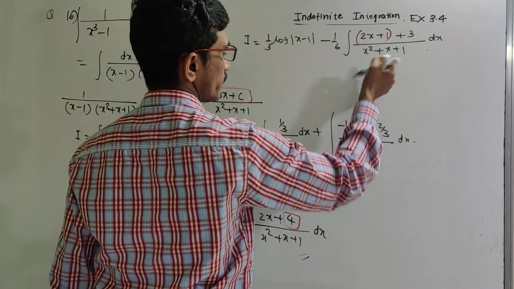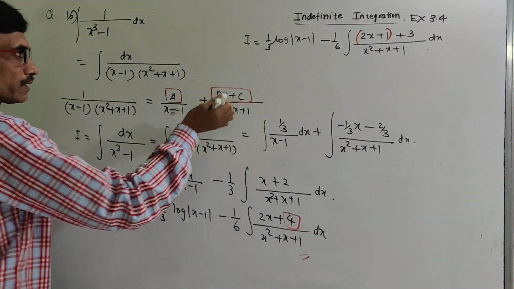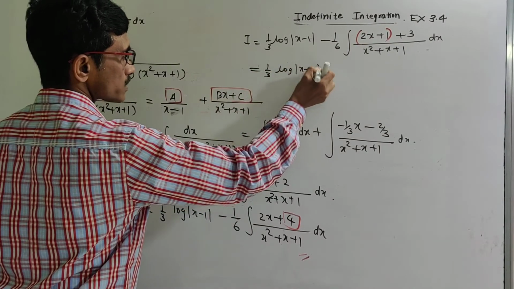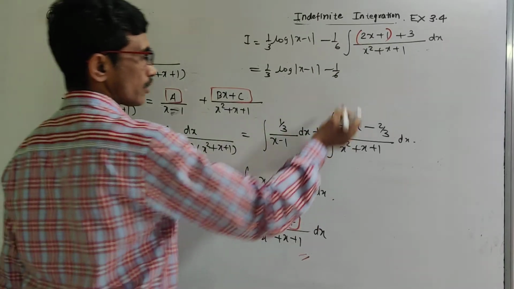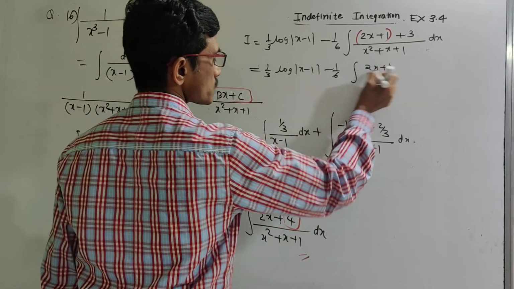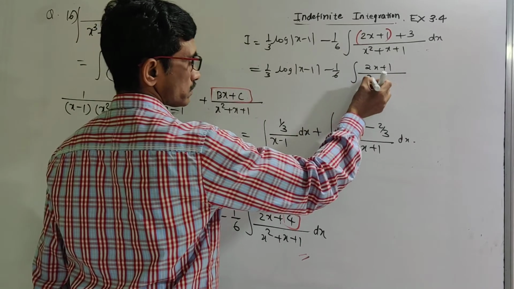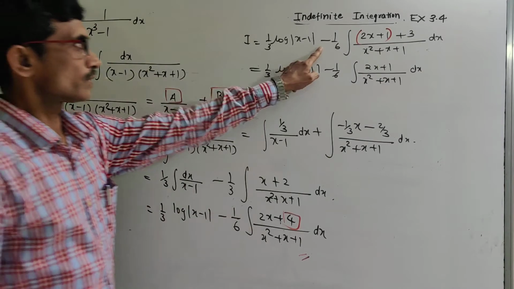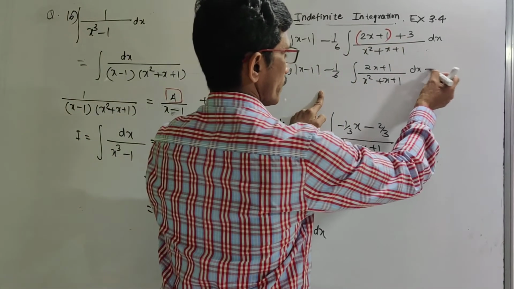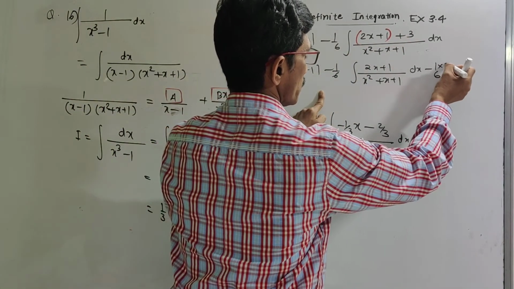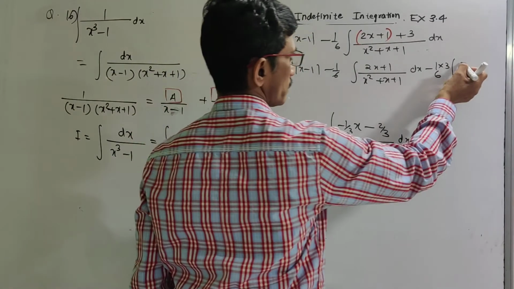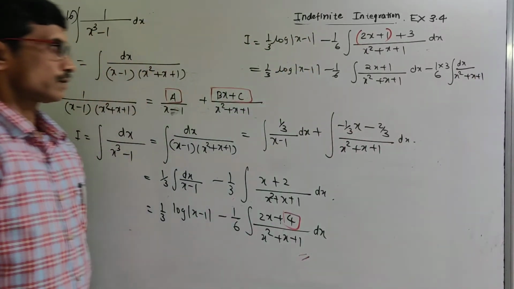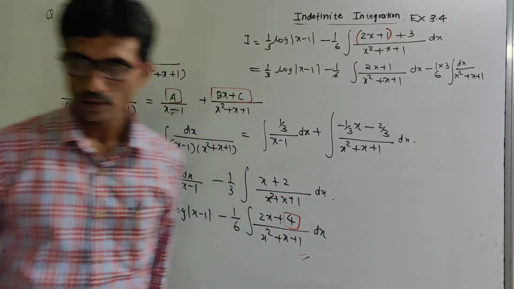Up to here it is the derivative of this. So again we separate the integral. 1/3 log of x minus 1 minus 1/6 integral of 2x plus 1 upon x square plus x plus 1 dx, minus 1/6 into 3 integral of dx upon x square plus x plus 1. This we can evaluate by the method of completing the square.